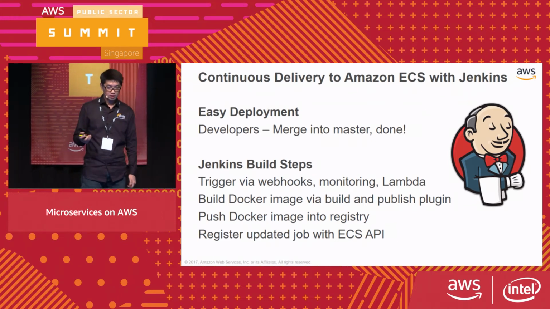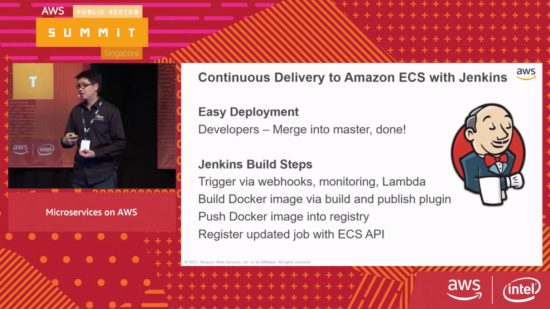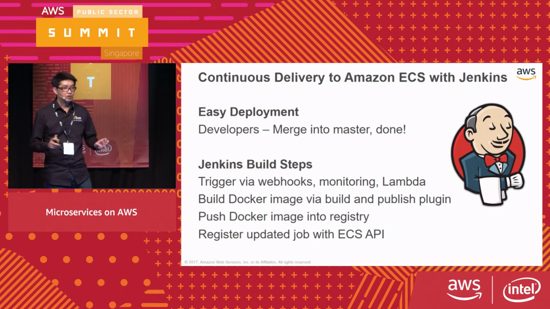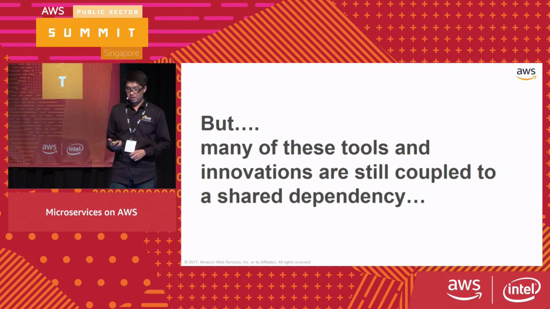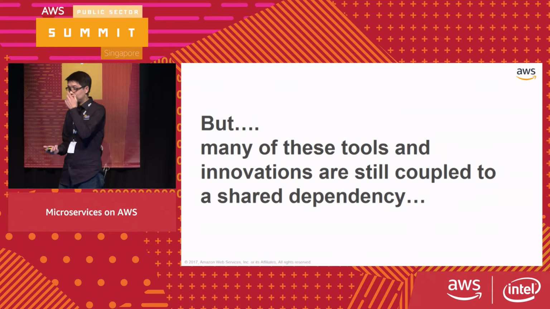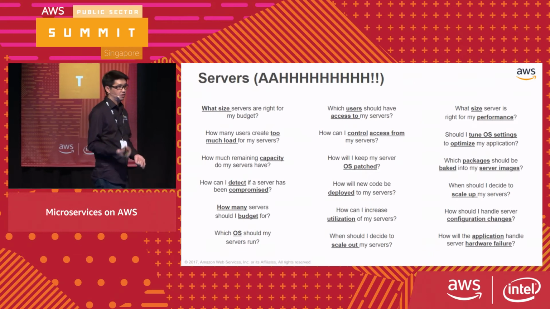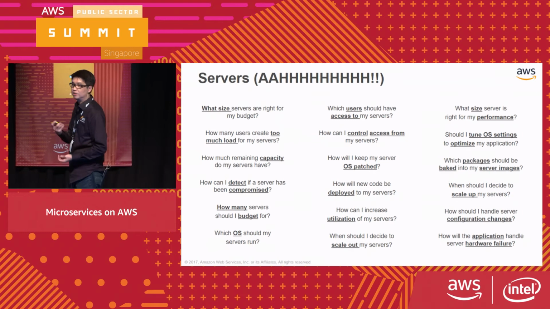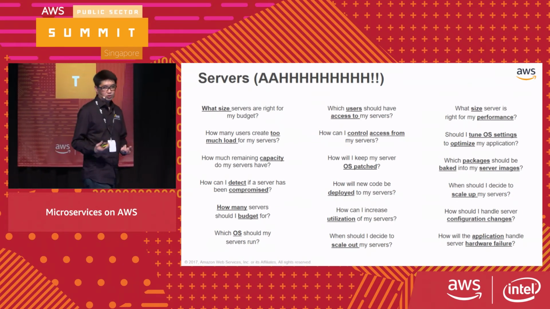Similarly for this one. Since you have heard me saying that ECS will respond to the different challenges that I highlighted earlier on, many of these tools and innovations are still coupled to a single dependency. So what is that dependency? It's still servers, right? ECS is still a collection of EC2 instances. They are still servers. So with servers itself, it comes with the complexity of that environment introduced.